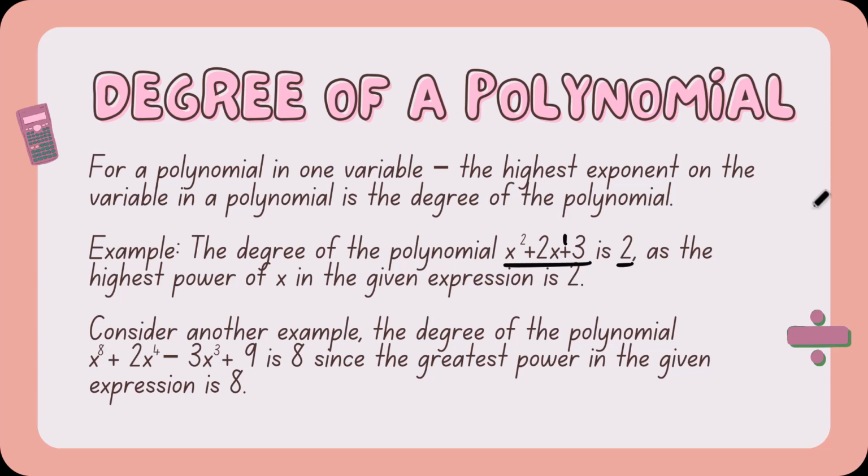Consider another example, the degree of the polynomial x raised to 8 plus 2x raised to 4 minus 3x raised to 3 plus 9. There are different values. We have 8, 4 and 3 as the exponents. What is the greatest power of x? The greatest power is 8. So 8 is the degree of the polynomial. So we understood what is called the degree of the polynomial.